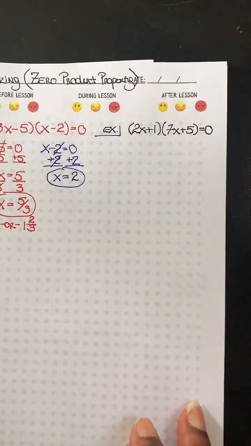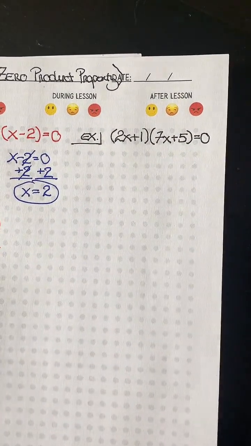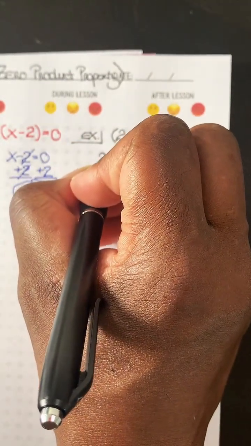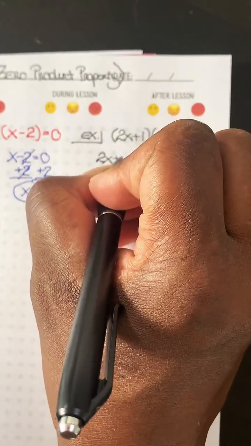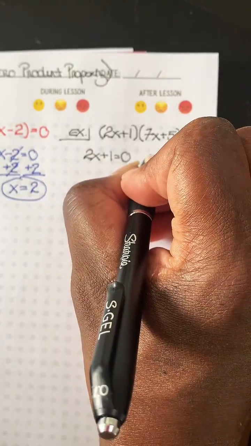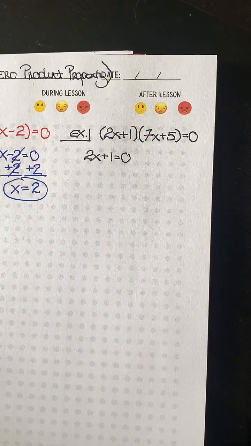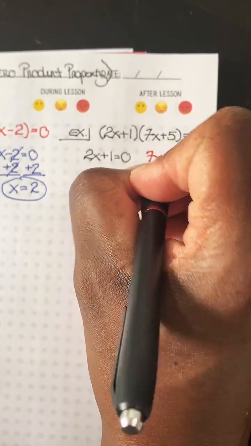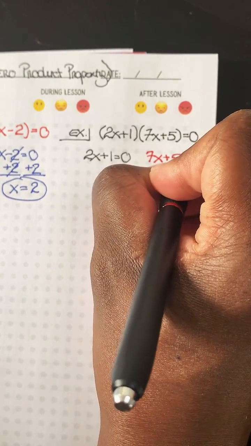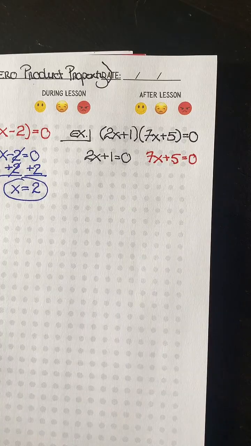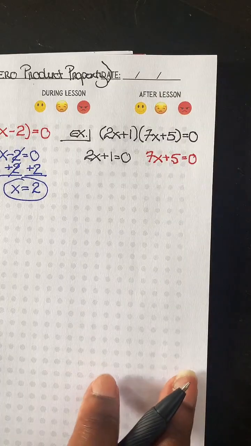So all we're doing is setting each of our factors equal to 0. That means you have 2x plus 1 equals 0. And the other equation, I'll put in red, is 7x plus 5 is equal to 0. So all you're doing is solving for x.